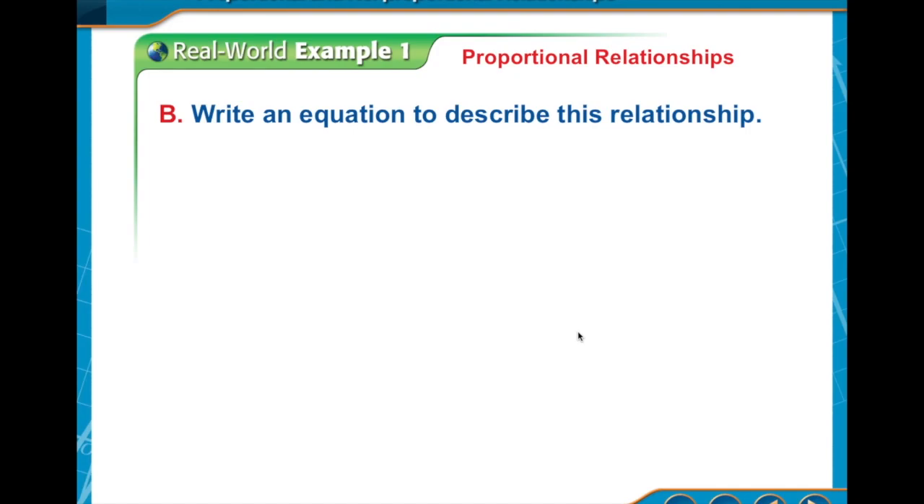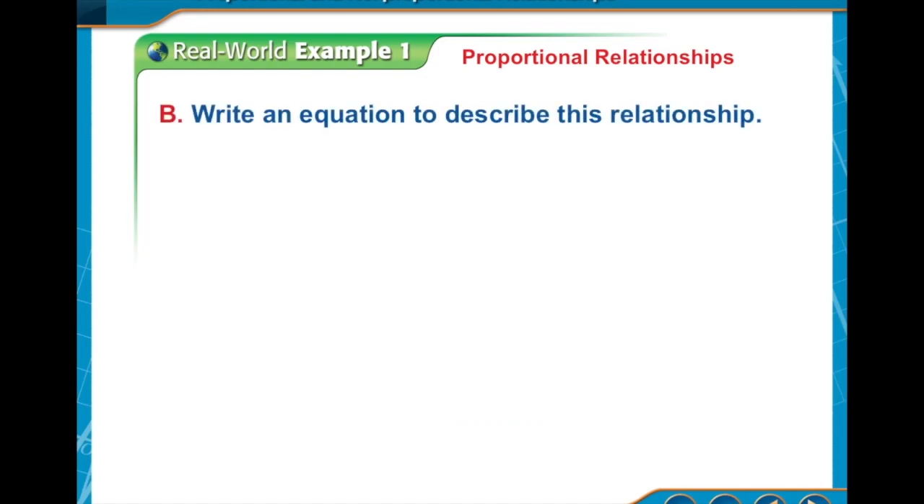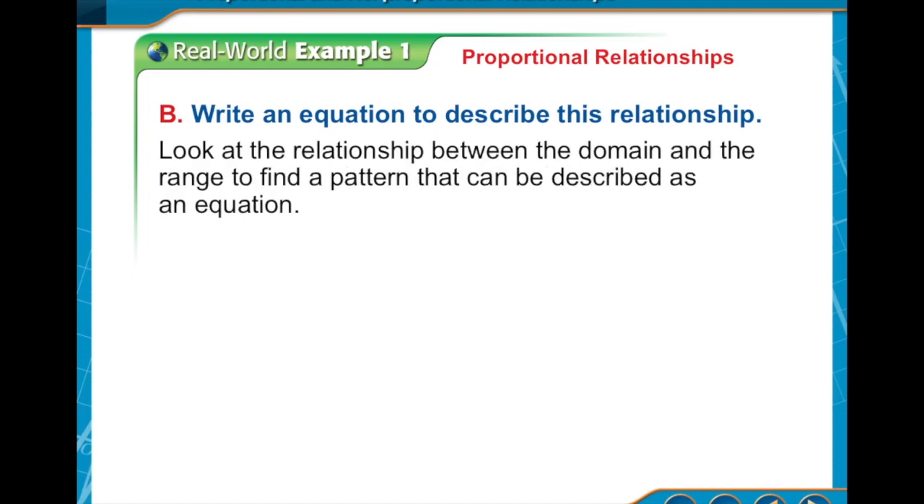Part B asks us to write an equation to describe this relationship. We know we have the graph and we have some points. We could use those to find the equation of this relationship. So write an equation. Well, what equations do we know that deal with lines? We want to understand the relationship between our x values, which you can call the domain, and our y values, which you can call the range. We want to find a pattern.